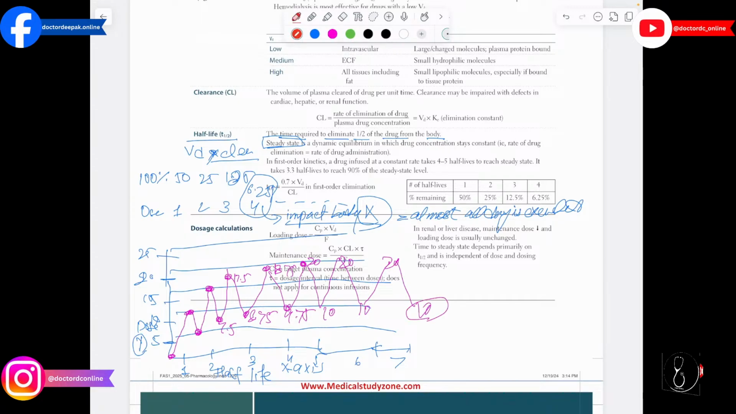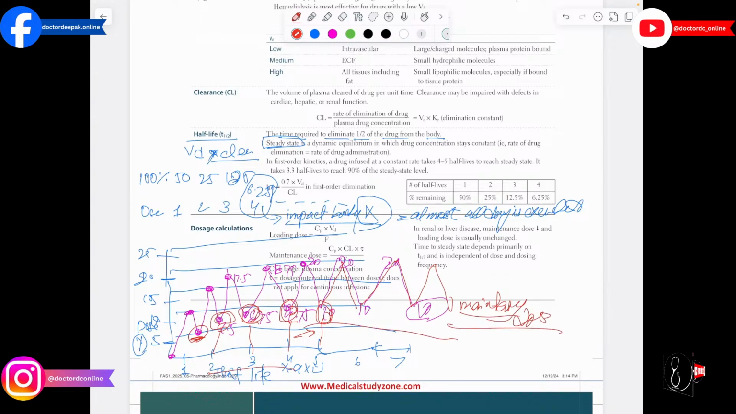From this graph, I want to elaborate one thing. In the first half-life, the dose came here. In the second half-life, 7.5. Third half-life, 8.75. Fourth half-life, 9.75. And fifth, it becomes 10. After the fourth half-life, it makes a steady state, an equilibrium, like 10, 20, 10, 20, and we go on maintaining the dose. Fine. This phase, after the fourth half-life, is also an important MCQ. Also an important point: after 4 to 5 half-lives, we will get a steady state.